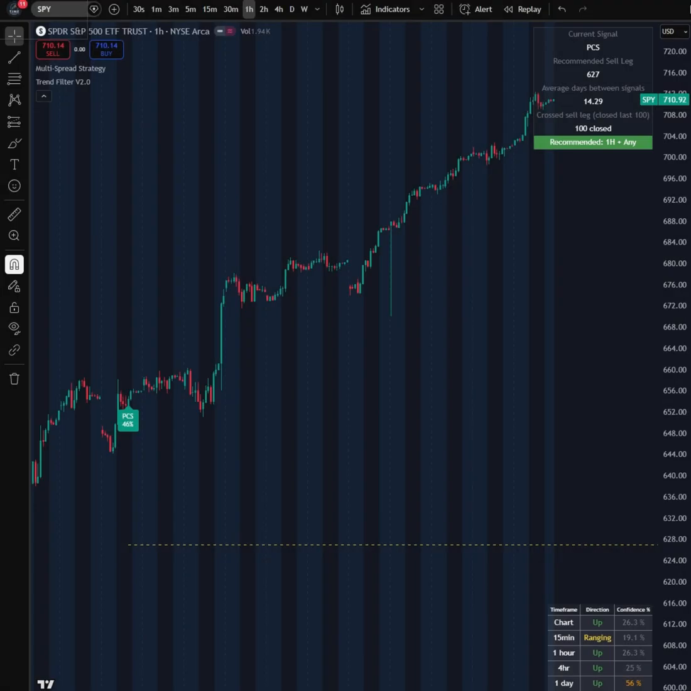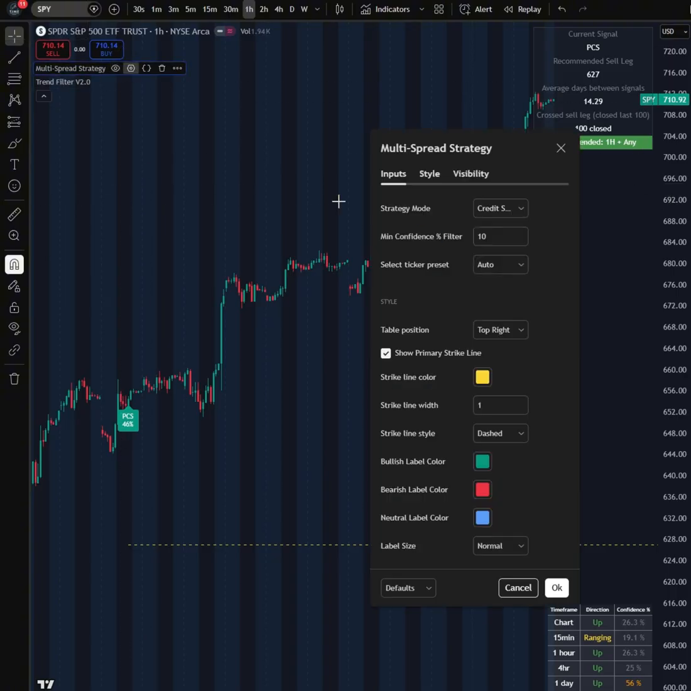Alright, ladies and gentlemen, we have some new updates to the indicators here. This is the multi-spread strategy. It used to be called the credit spread strategy, but I went ahead and said, you know what? We need some more options for people. So looking at here, not only do we have credit spreads, we have debit spreads, iron condors, butterflies, and calendar spreads.